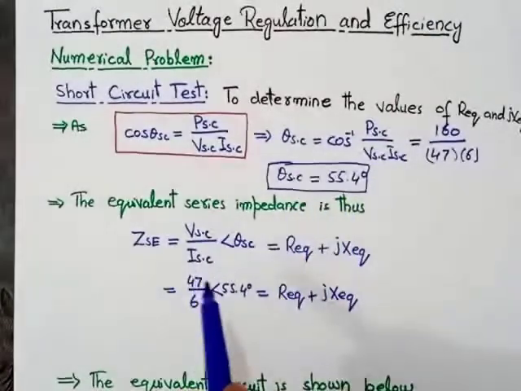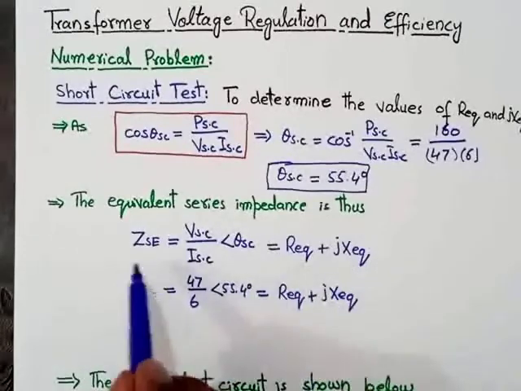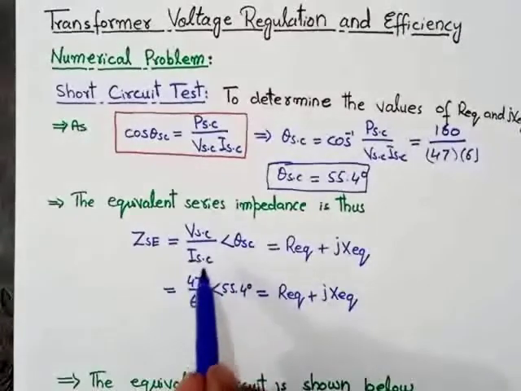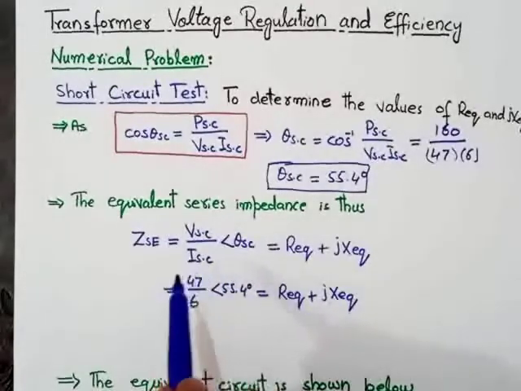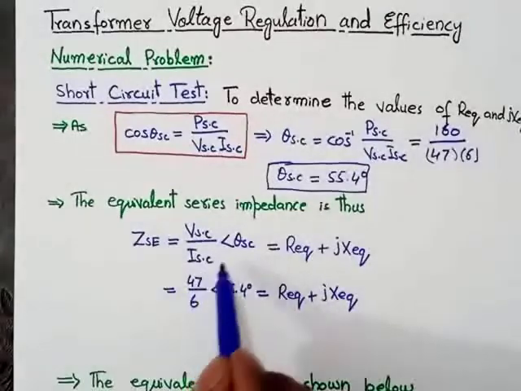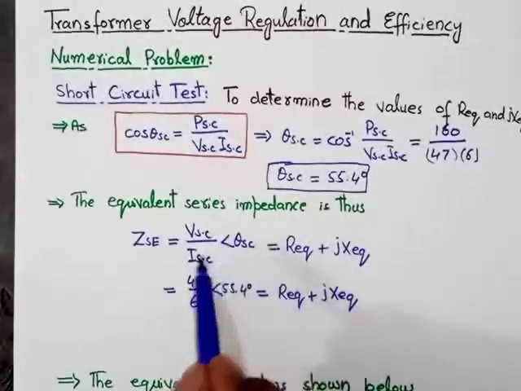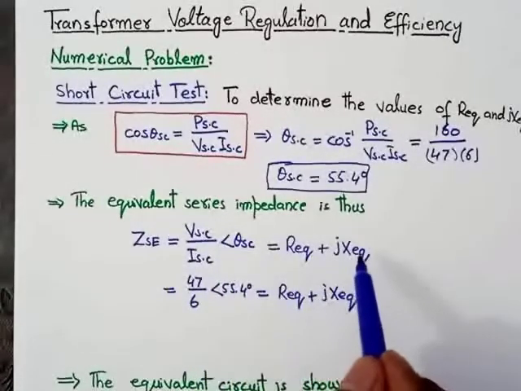Now we will calculate the value of R equivalent and X equivalent. As we know, short circuit impedance is equal to V over I angle of theta. Now the angle of theta is positive. The reason is that the angle of the current in case of a transformer is negative. When we take the angle of current from denominator to numerator, then the angle will be positive, and this is equal to R equivalent plus jX equivalent.